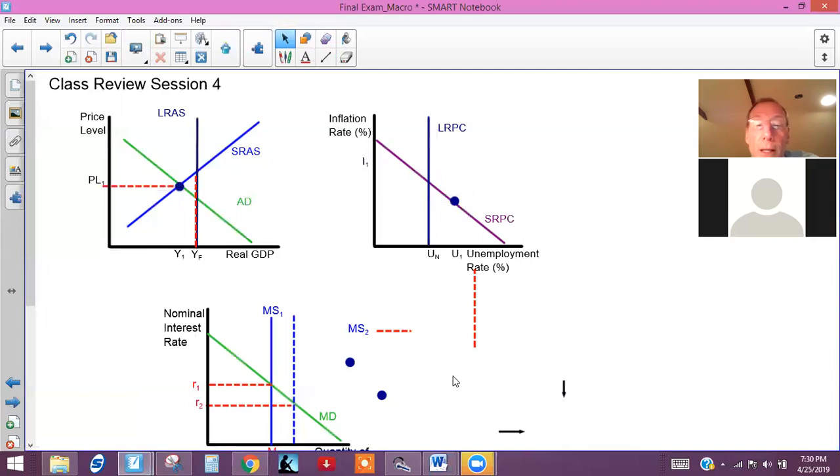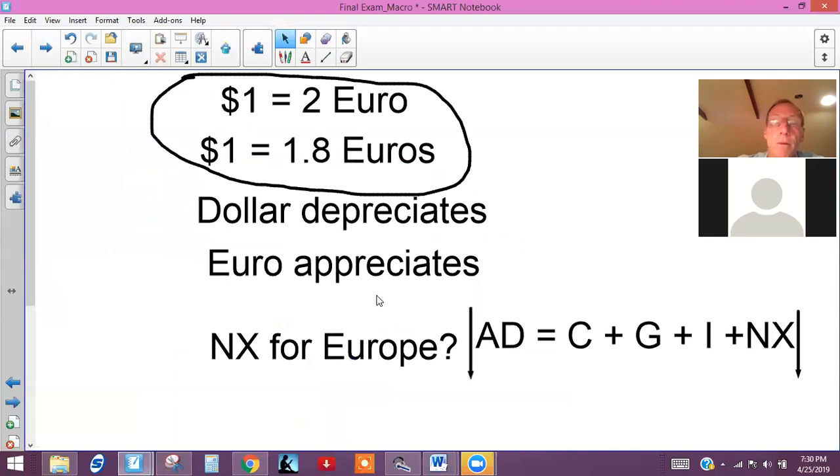So you really need to be able to know what happens if there's a change in the relative exchange rate, and how that chain reacts all the way to an increase in unemployment. Okay, and I think that's about it. I was going to say one more thing. What was I thinking about?